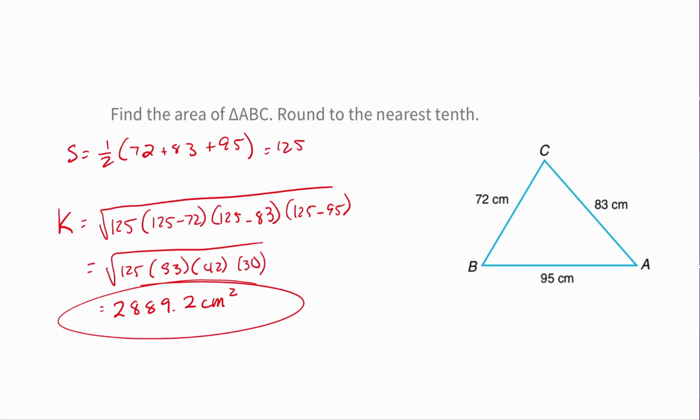Lots of formulas, but I will give you all the formulas on your quiz. You just have to know how to use them.